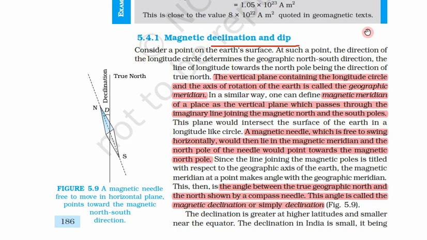Consider a point on Earth's surface. So let us consider any point on Earth's surface. At such a point, the direction of longitude circles determines the geographical north-south direction. So what are longitude circles and what is latitude? Let us first understand what is longitude and what is latitude. So this is Earth. What we can do is put this kind of circle. So this is north, this is south. Similarly, we can put a circle like this.